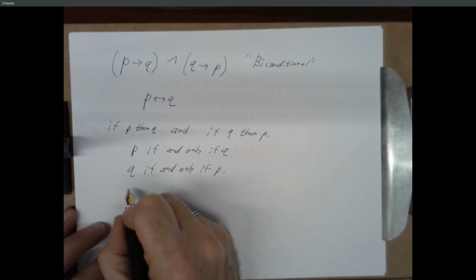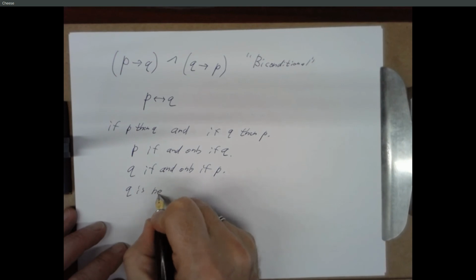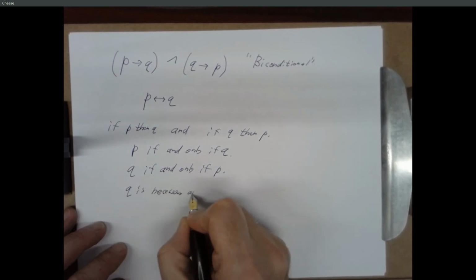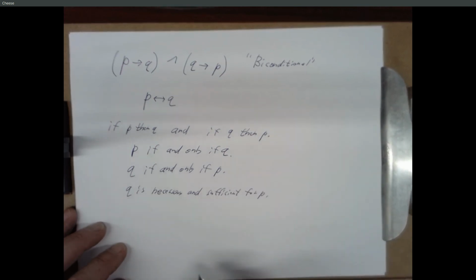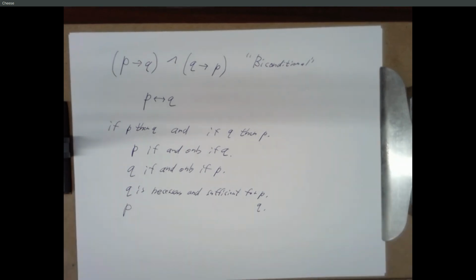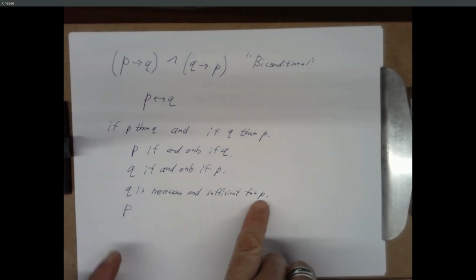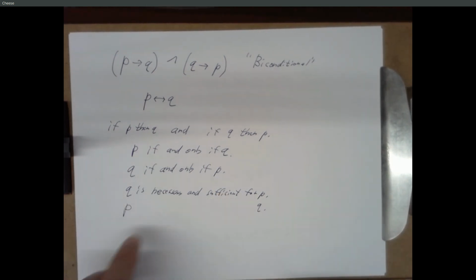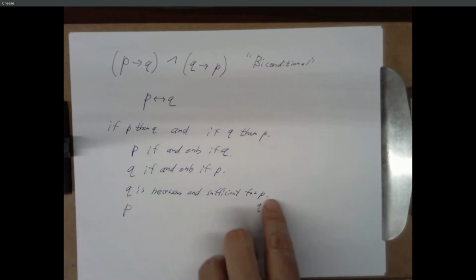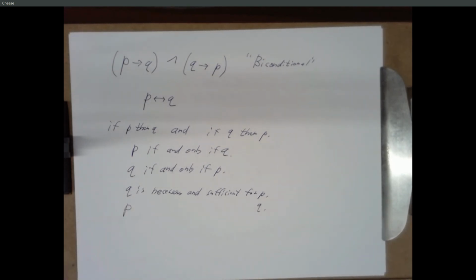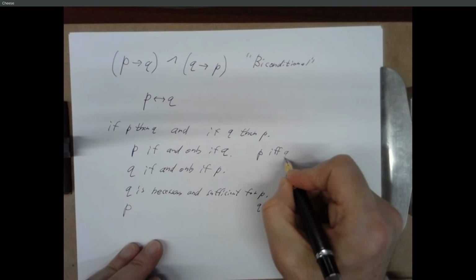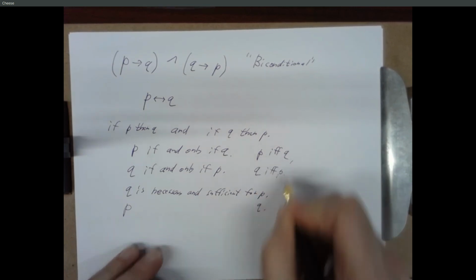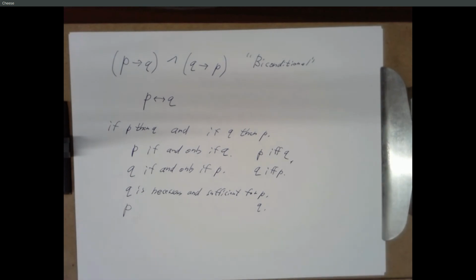We could also say Q is necessary and sufficient for P. Or we could say P is necessary and sufficient for Q. Well, what does sufficient mean again? It means that it's enough to say that P is true if Q is true. That's all we need to say P is true. But we also need that Q is true in order to say P is true. And this if and only if we have a symbol for, which is just IFF. So IFF means if and only if.